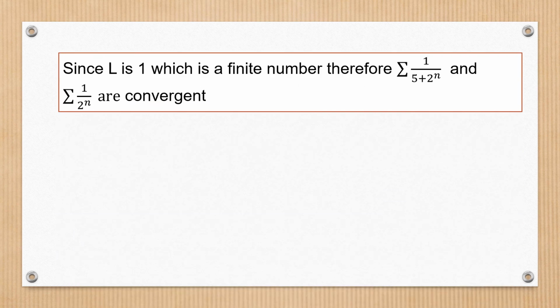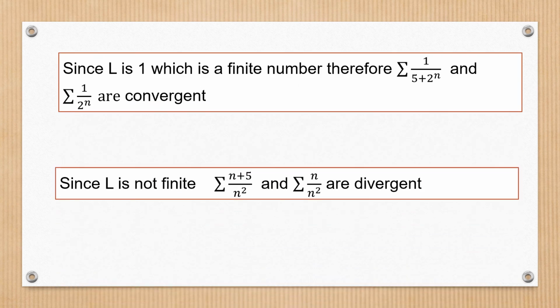So again, using the limit comparison test, in example 1, the two series, An and Bn, were proven to be convergent. And for example number 2, using the limit comparison test, the two series, An and Bn, were proven to be divergent.